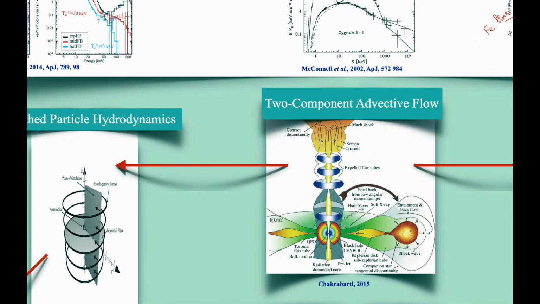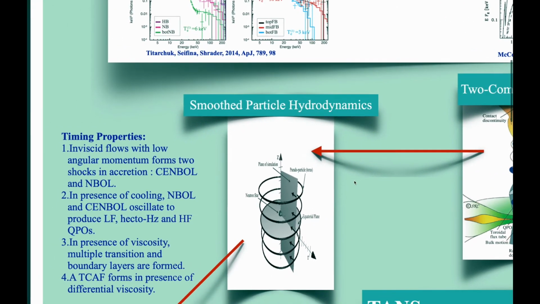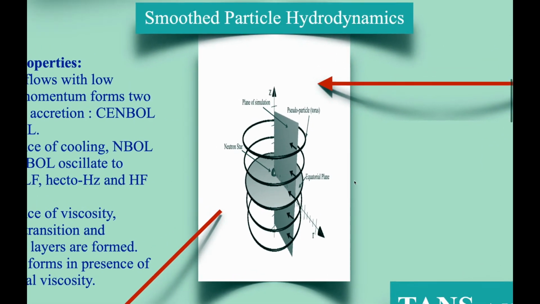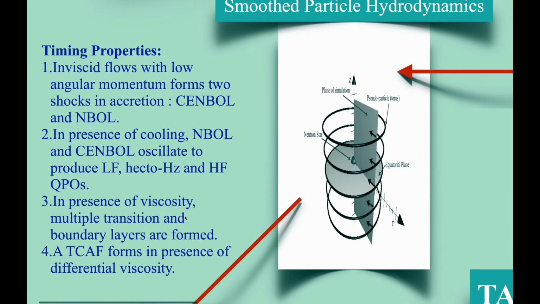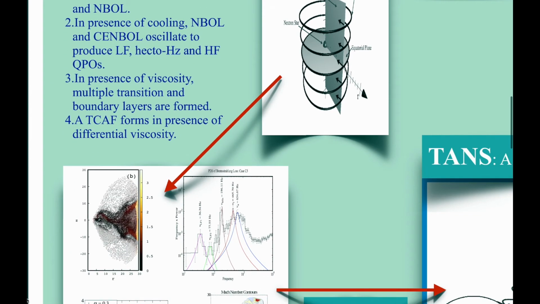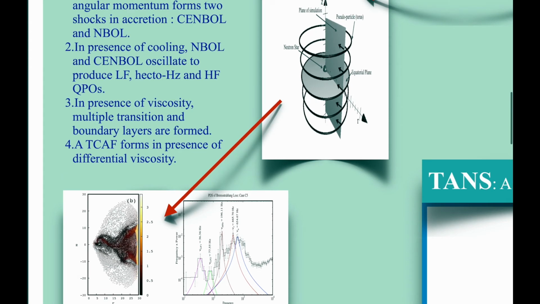So what we do is that we take a time dependent code. We use a smooth particle hydrodynamics code in which particles are injected in the form of a torus, and we solve for the conservation of mass, momentum and energy in this RZ plane. This is a neutron star sitting at the center of the plane. Now what we find is that for inviscid flows with low angular momentum, it forms multiple shocks in the flow. This is the outer shock, this is the inner shock, and you can see instabilities forming in between. You can also see the generation of outflows.